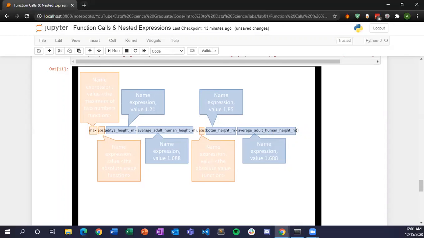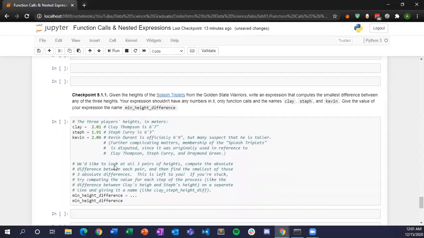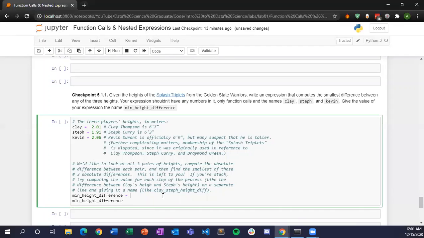So let's take what we learned today and apply it to this next example. Given the heights of the Splash triplets from the Golden State Warriors, let's write an expression that computes the smallest difference between any of the three heights. Since we want the smallest difference, we can use the built-in min function.